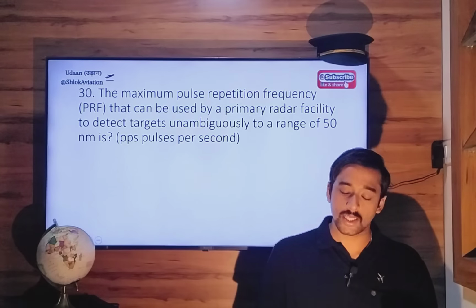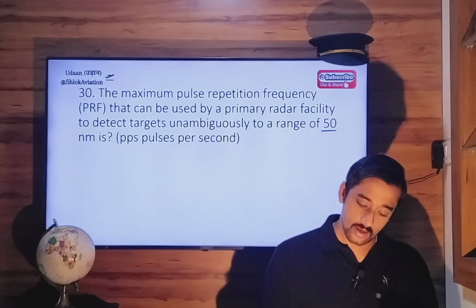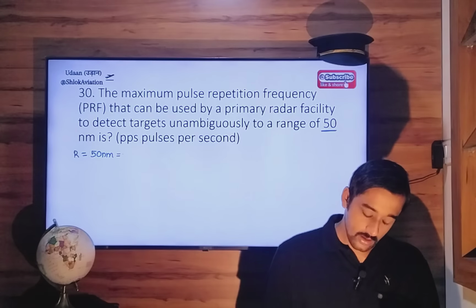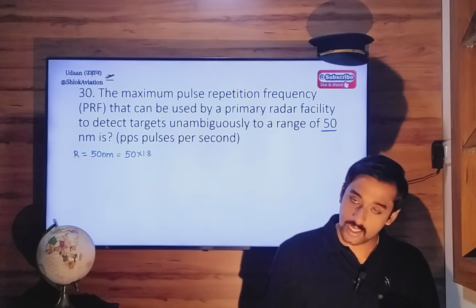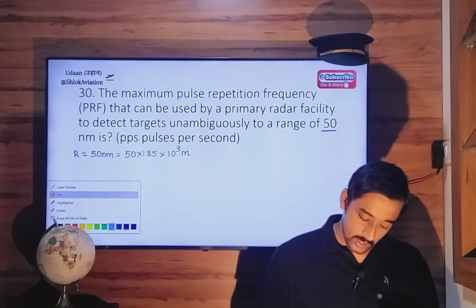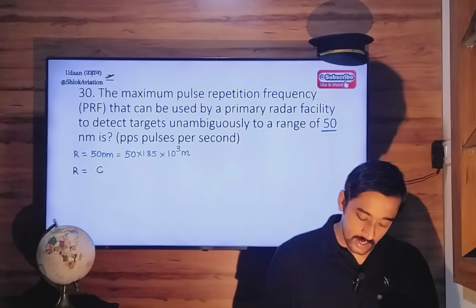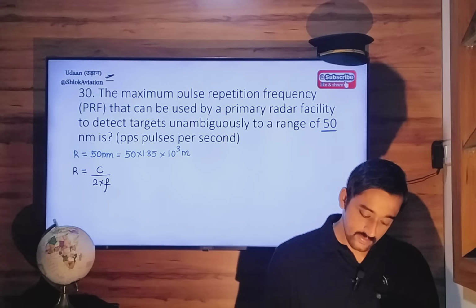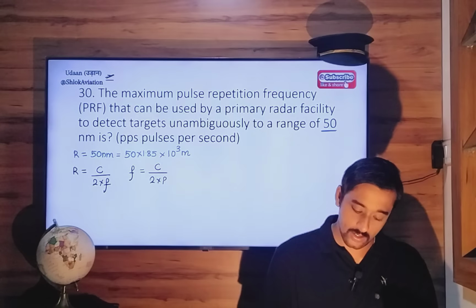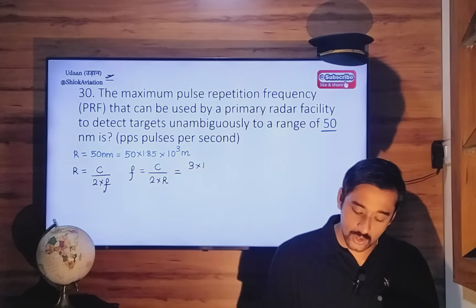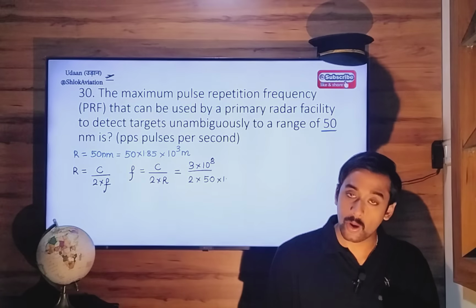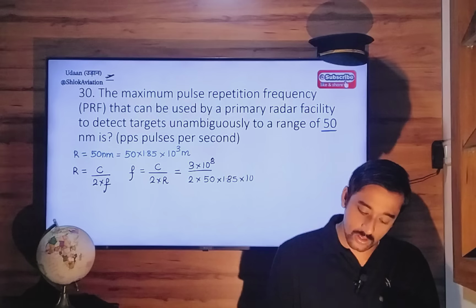Again, we have to find the pulse repetition frequency at a range of 50 nautical miles. So 50 nautical miles is equal to 50 into 1.85 kilometers into 10 raised to 3 meters. The range will be speed divided by 2 into f, so f will be speed divided by 2 into range. So 3 into 10 raised to 8 meters per second divided by 2 into 50 into 1.85 into 10 raised to 3.